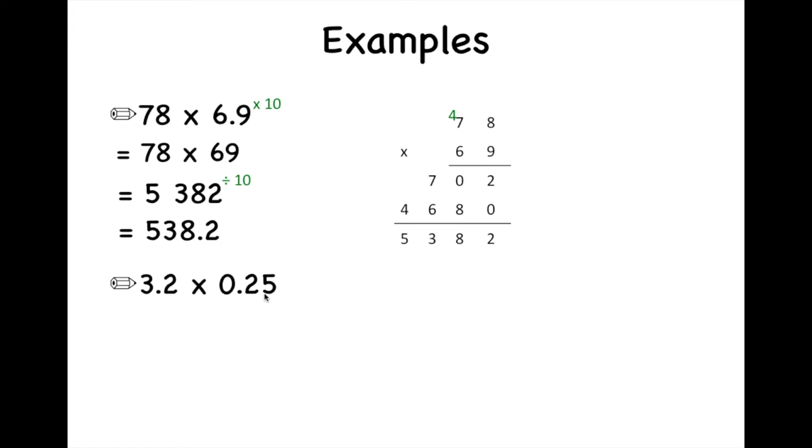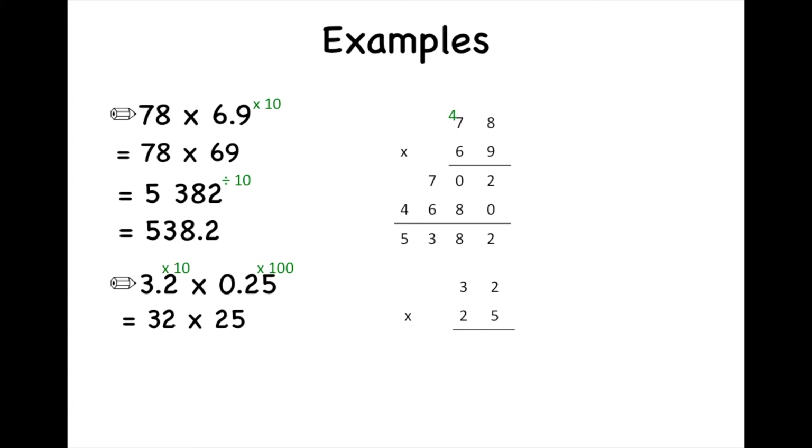3.2 times 0.25. Here I've got a decimal in the first term and I've got a decimal in the second term. In order to get rid of the decimal point in the first term, I will times my term by 10. In order to get rid of the decimal in my second term, I will this time times by 100. Now I will have 32 times 25. And as normal, I can now multiply.